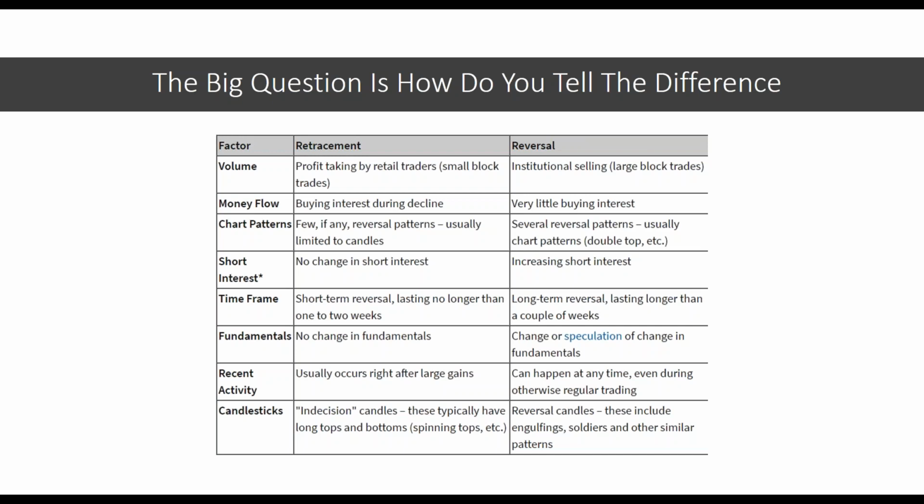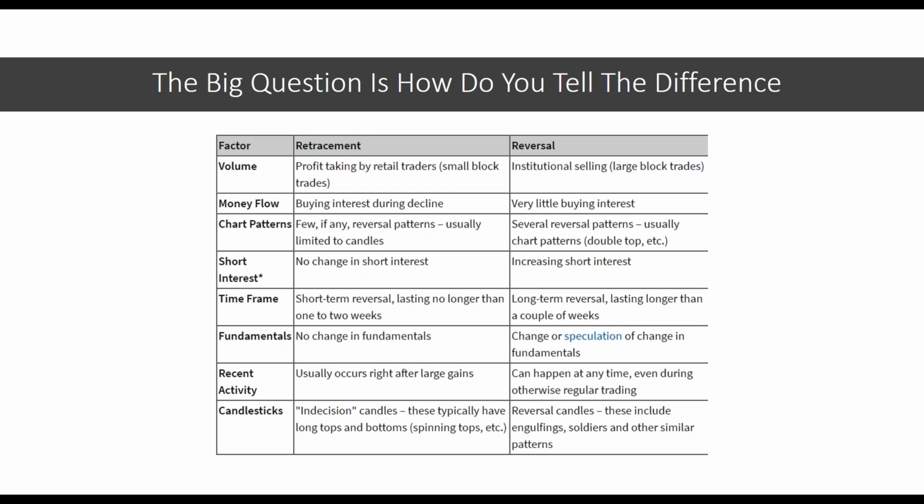Then the fundamentals. Basically, when you're in a retracement, there's been no shift in fundamentals. There's been no news. There's been no economic events. There's nothing to change it. Whereas in a reversal, we get a change, or a speculation of change, in the overall fundamentals. Okay. Recent activity. We want to look at the recent activity and analyze what's going on.